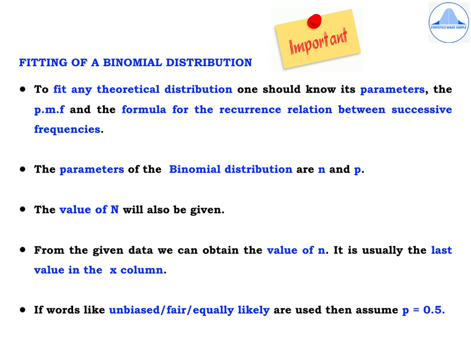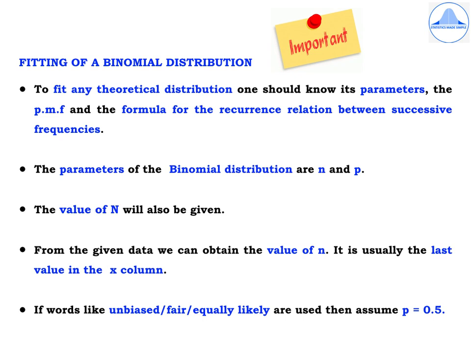So I'll just give a recap of whatever we discussed on this slide. First, you have to obtain the parameters of the binomial distribution, that is n and p, and sometimes capital N also will be given to you in the question directly, or if we just add up all the frequencies in the given problem, it will result in the value of capital N. And what is small n? It will be the last value in the x column.